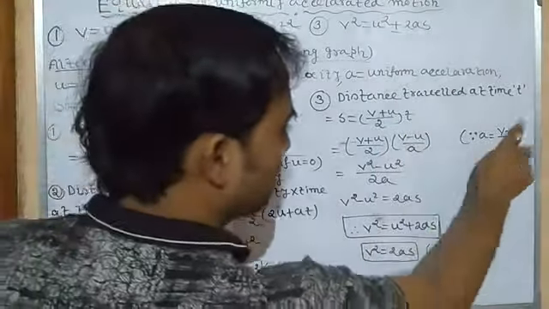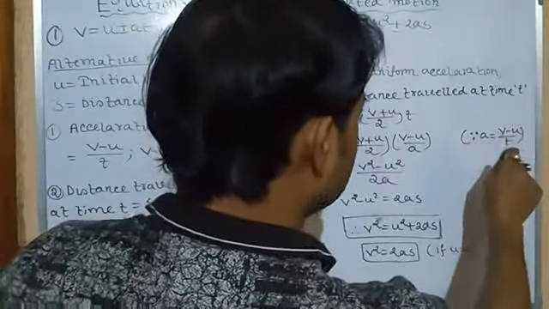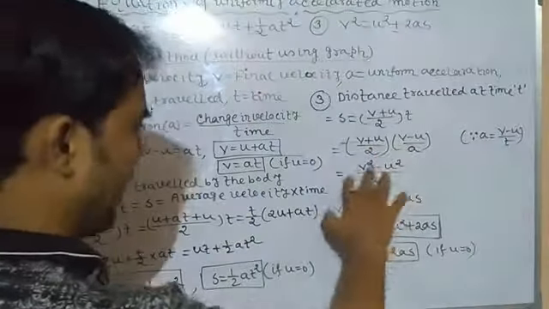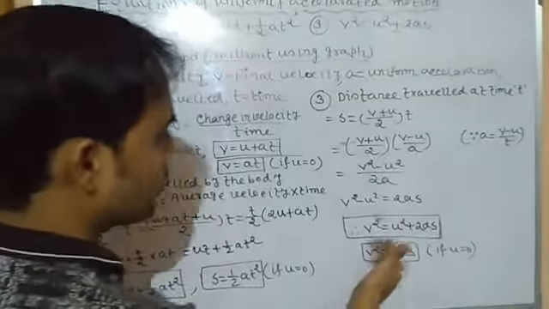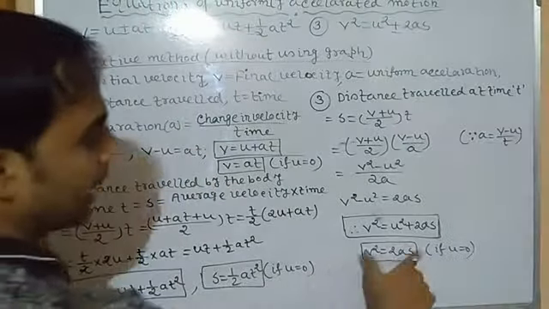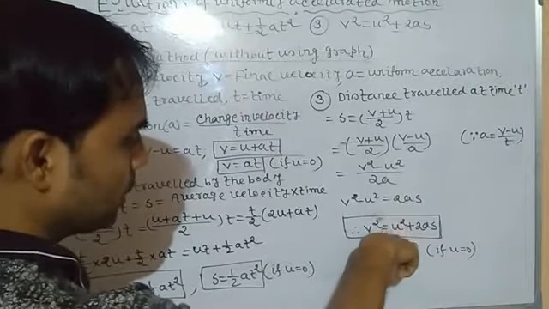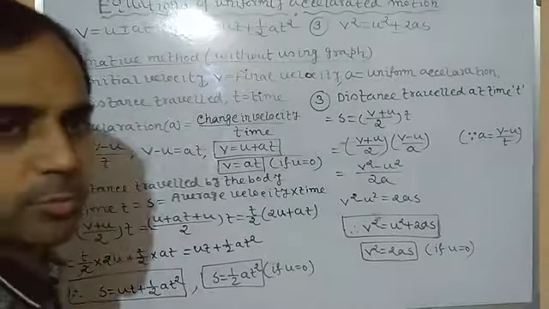Why? Since a is equal to (v minus u) by t, you need to mention it within the bracket. So (a plus b)(a minus b) is a square minus b square, giving (v square minus u square) by 2a. So v square minus u square is equal to 2as. So v square is equal to u square plus 2as. And if u is equal to 0, putting the value of u as 0, v square is equal to 2as. I think this is the easiest way to solve these problems.